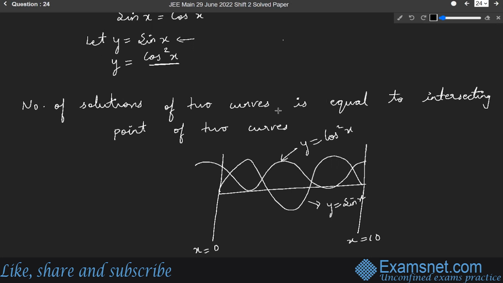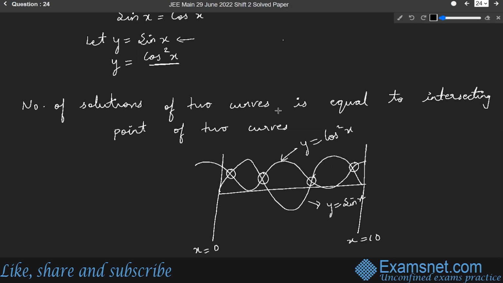Now what we have to do is just count the intersecting points of both these curves. Because we know that the intersecting points of these two curves is actually equal to the total number of solutions. So what are the intersecting points? The points at which both the curves are intersecting each other. This is the first point at which both the curves are intersecting. This is the second point. This is the third point, and this is the fourth point. So we can say that at 4 points, both the curves are intersecting. So we have 4 points of intersection.